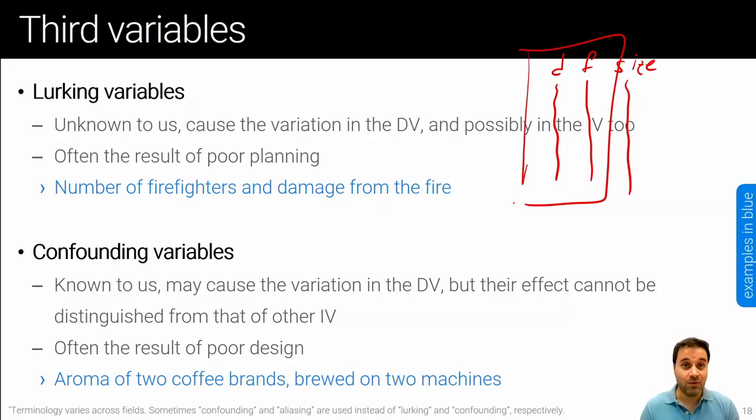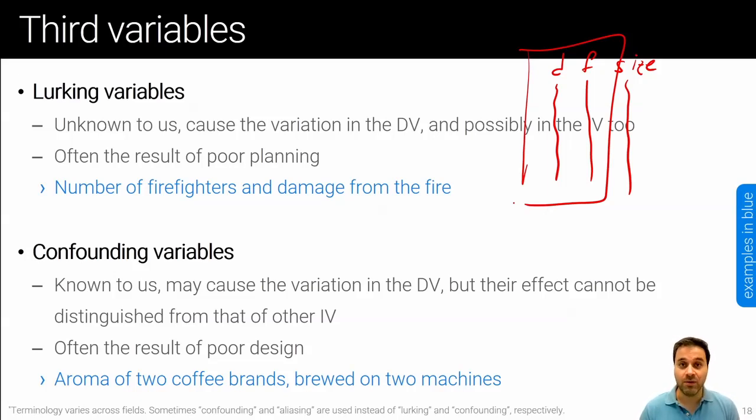There's no way, regardless of how much data we have and regardless of what kind of statistics we apply, there's no way for us to tell the difference between one or the other, because in this case, the brand of coffee and the machine are confounded with each other. We cannot tell apart the effect of one or the other on the response. Again, we will see more about this in a few videos.